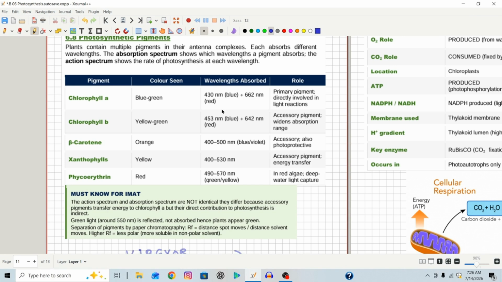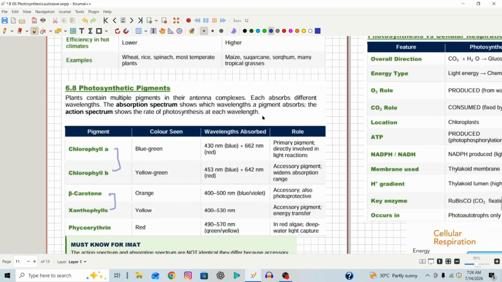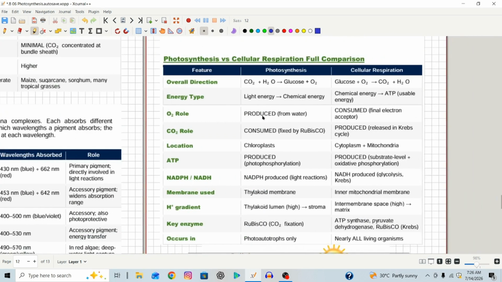Okay, so the other pigments are beta carotenes, xanthophylls, and the last is phycoerythrin. So these are the important pigments. The most important are the first four, the carotenes and chlorophyll A and chlorophyll B. The table is right in front of you, so keep in mind the action spectrum and the absorption spectrum, and study about these pigments. Though these are not that high yield, the high yield topics we have already discussed.